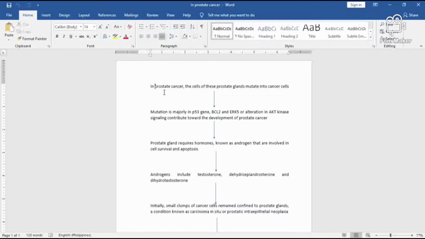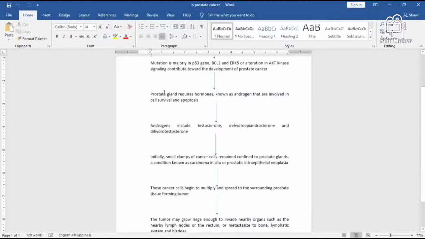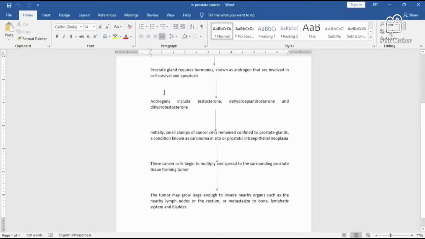Initially, small clumps of cancer cells remain confined to the prostate gland, a condition known as carcinoma in situ or prostatic intraepithelial neoplasia. Then the cancer begins to multiply and spread to the surrounding prostate tissue, forming a tumor, and that tumor may grow large to invade nearby organs such as nearby lymph nodes or the rectum, or metastasize to the bone, lymphatic system, and bladder.